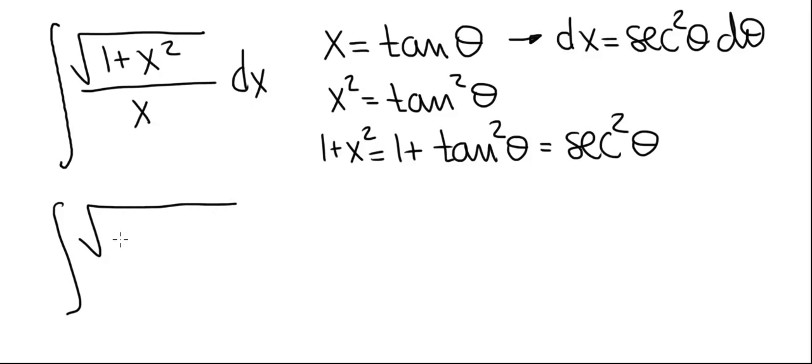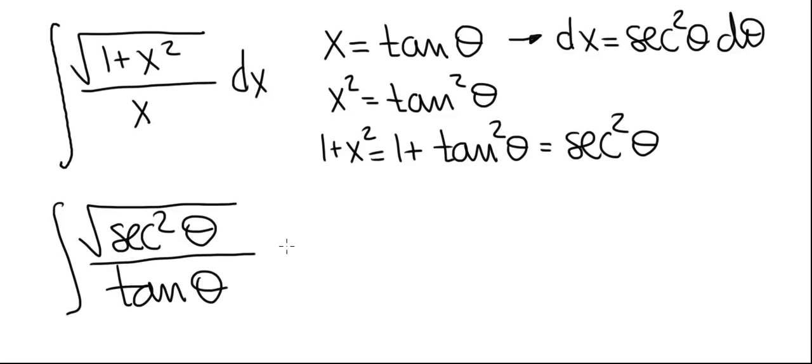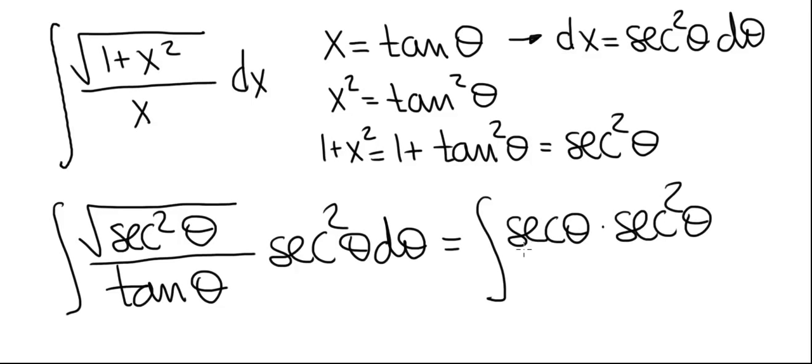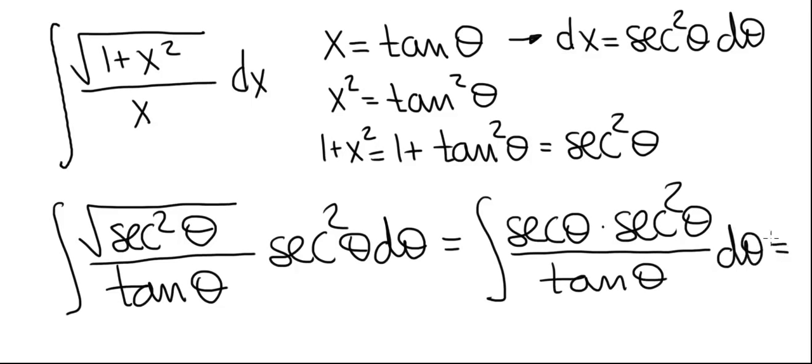Inside the radical we have 1 plus x squared, which is secant squared of theta. In the denominator we have x, that's tangent of theta. Dx is secant squared of theta d theta. Let's express this as the integral of the square root of secant squared, which is secant of theta, times secant squared of theta divided by tangent of theta d theta.